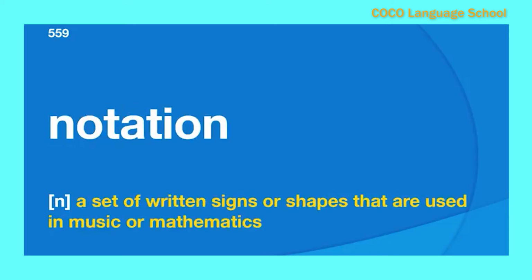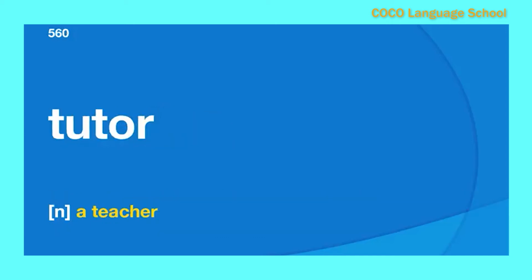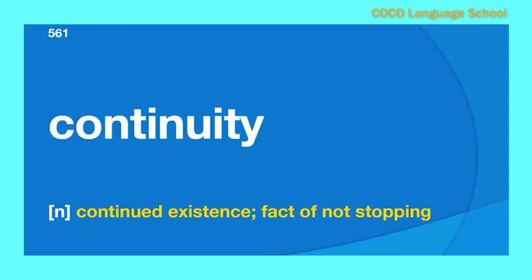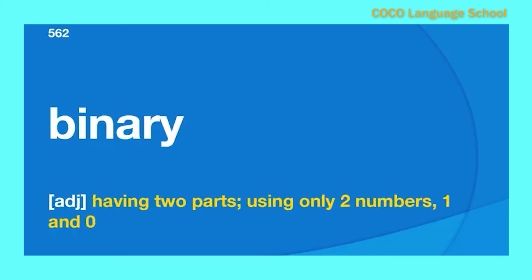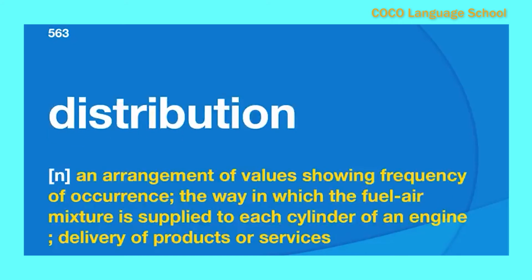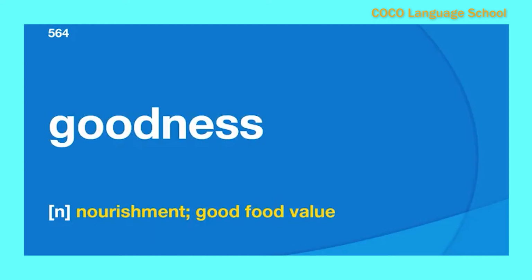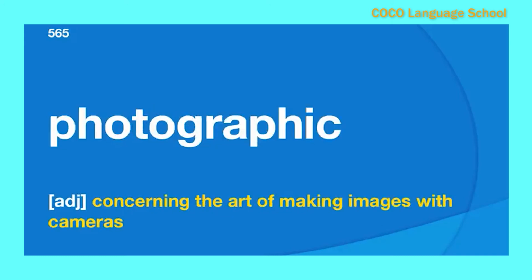A set of written signs or shapes that are used in music or mathematics. Notation. A teacher. Tutor. Continued existence, fact of not stopping. Continuity. Having two parts, using only two numbers, 1 and 0. Binary. An arrangement of values showing frequency of occurrence. Delivery of products or services. Distribution. Nourishment, good food value. Goodness. Concerning the art of making images with cameras. Photographic.